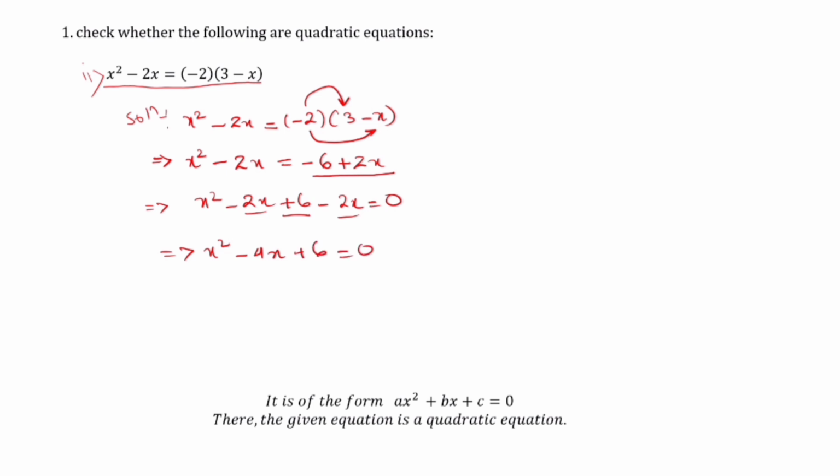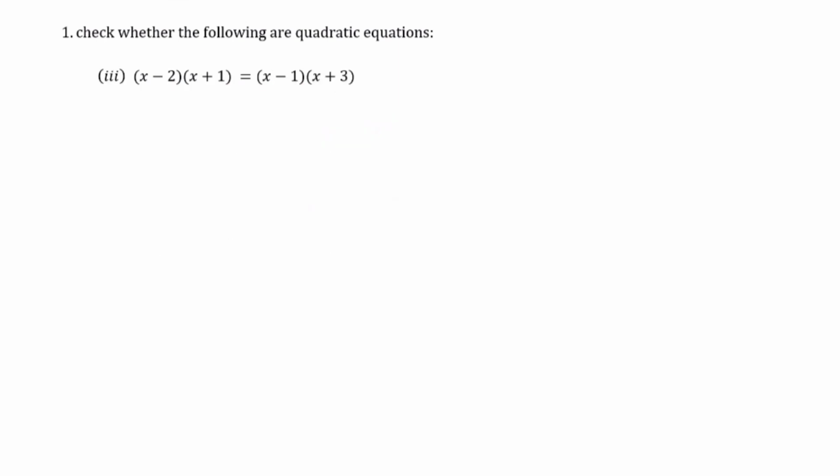So we can say clearly that this last expression is of the form ax squared plus bx plus c is equal to 0. So the given equation is a quadratic equation. This is question 3.